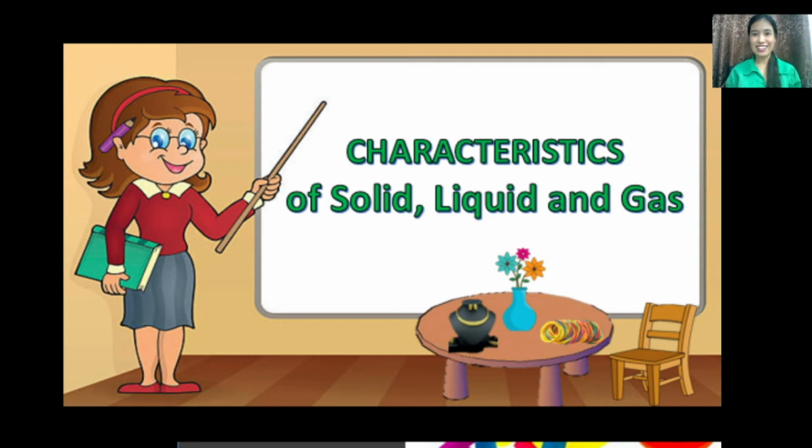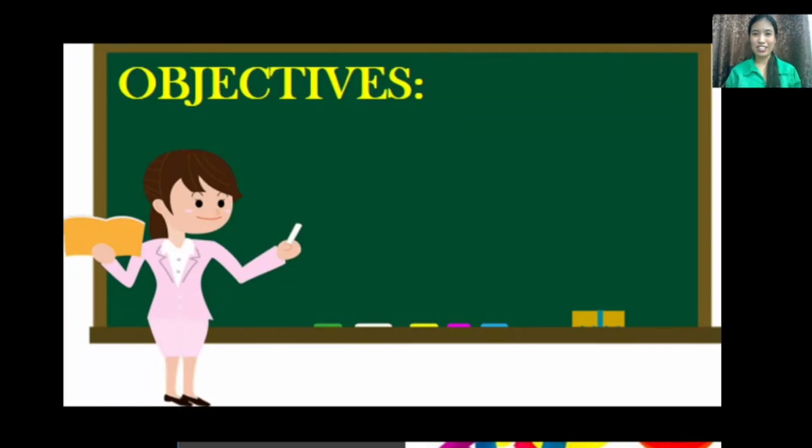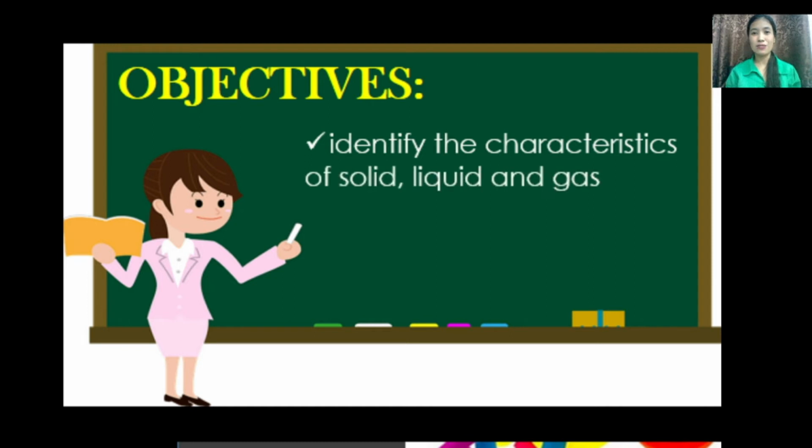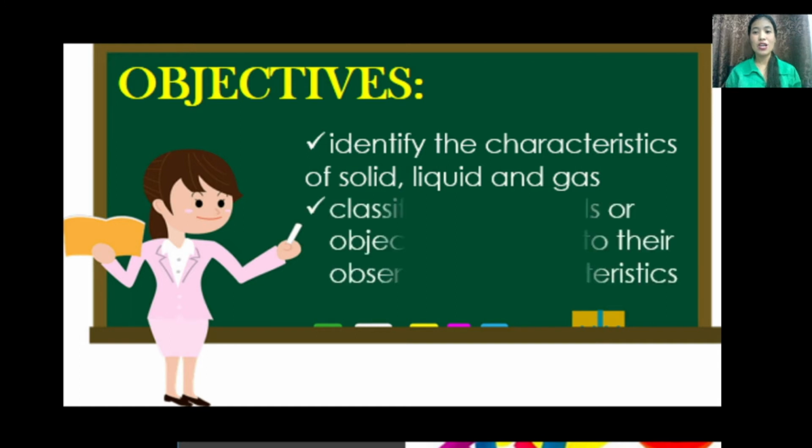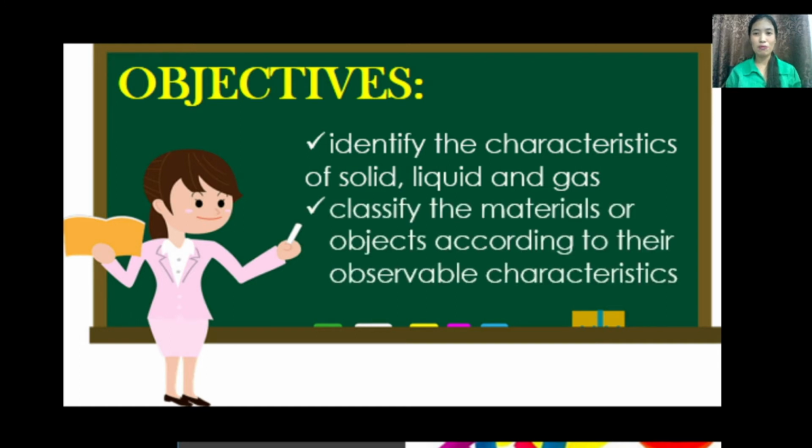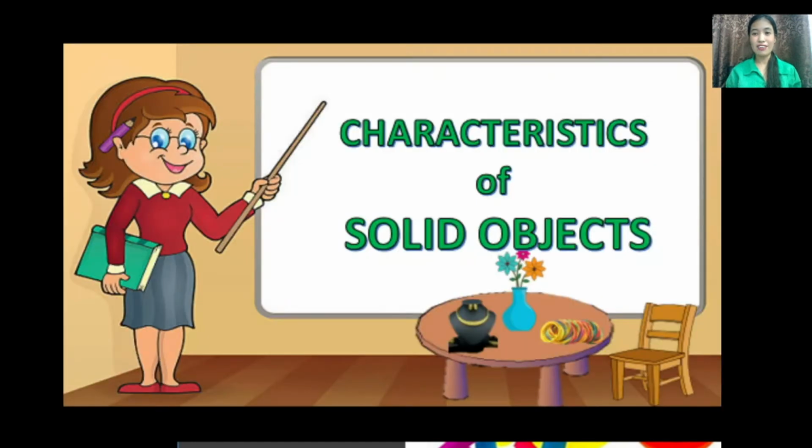But before that, let's have our objectives. First, identify the characteristics of solid, liquid, and gas. Next, classify the materials or objects according to their observable characteristics. So at the end of our lesson, you must meet those objectives. Get it? So let's keep moving. What are the characteristics of solid?